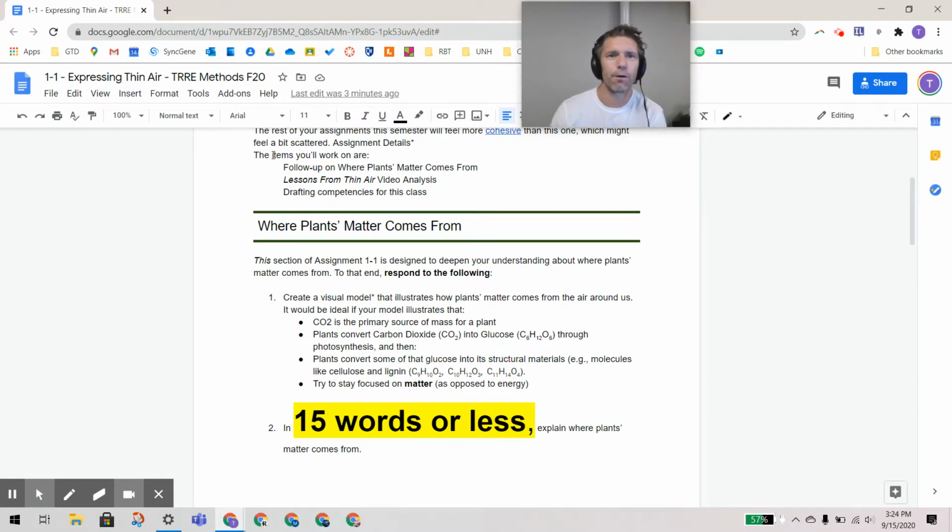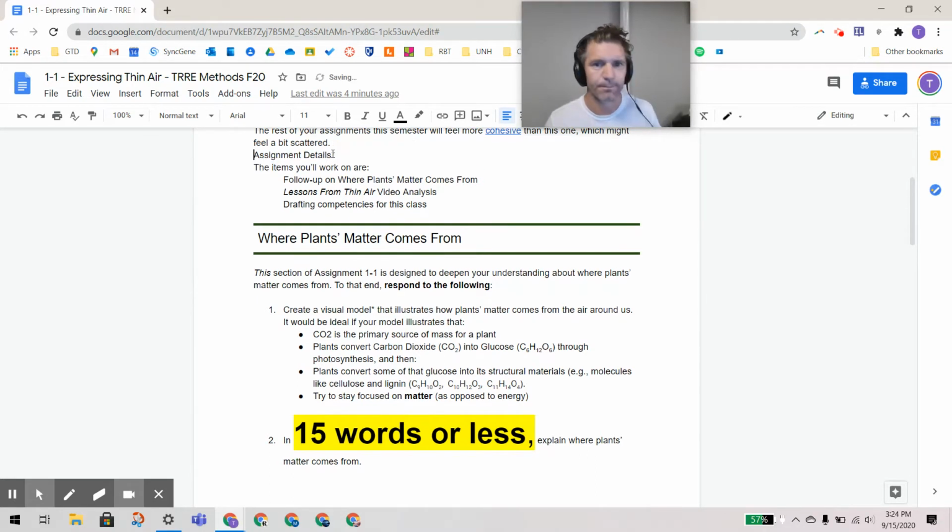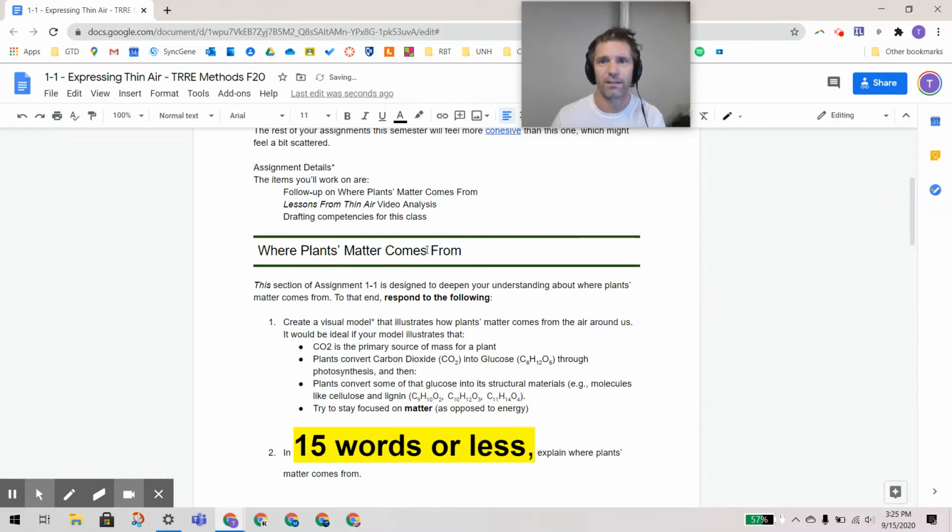The items that you're going to focus on, there's 3 sections. First, follow up on where plants' matter comes from. Second, video analysis of lessons from thin air. And then third, think of this as what you want to learn. And just by the way, I'm going to have to fiddle a little bit here with the formatting. It'll look different when you actually look at the assignment.